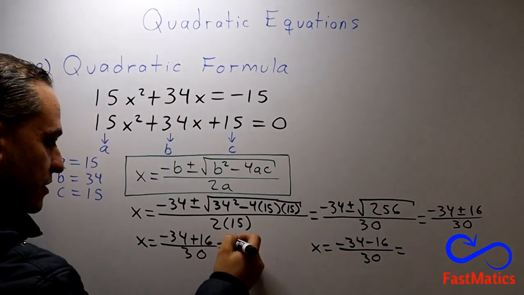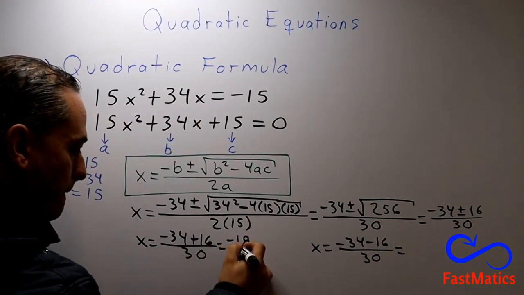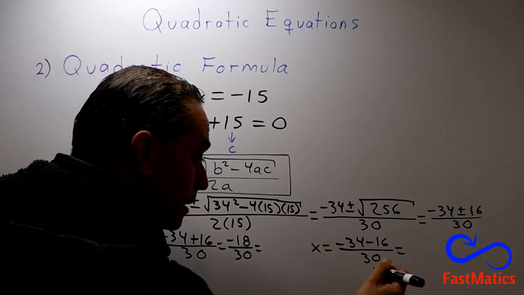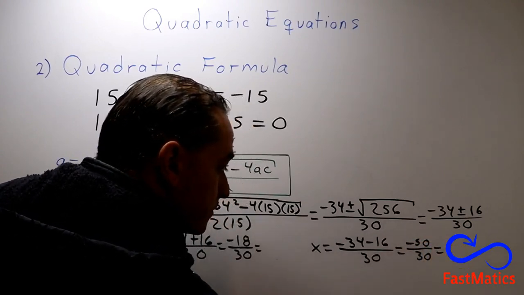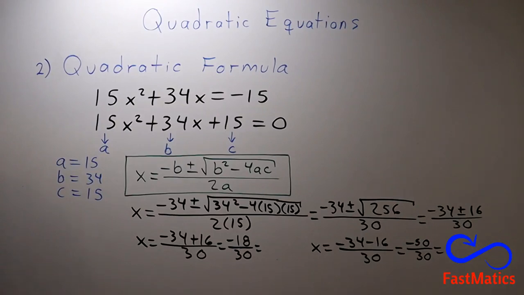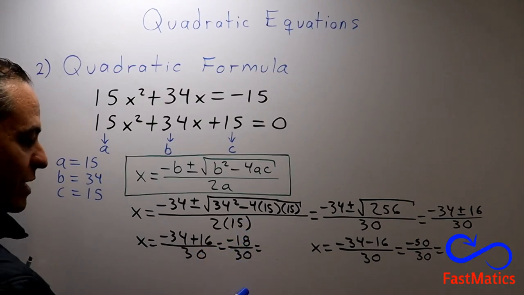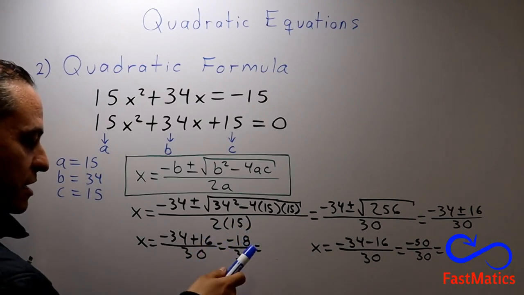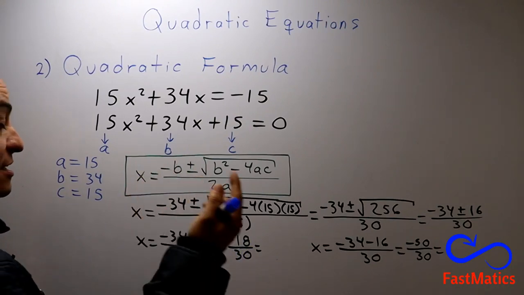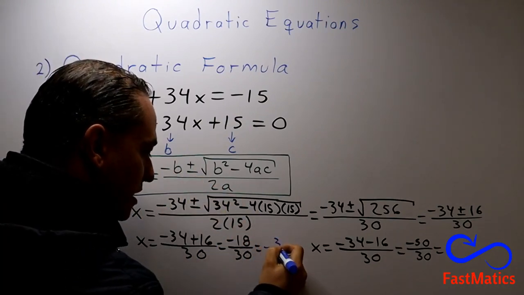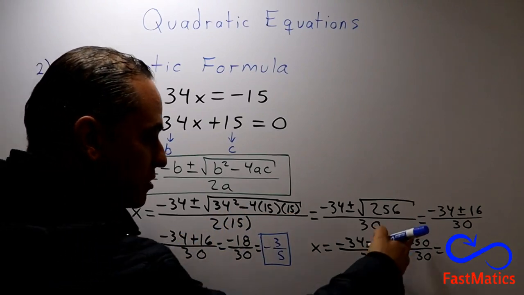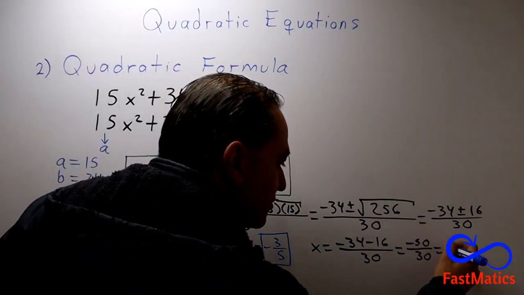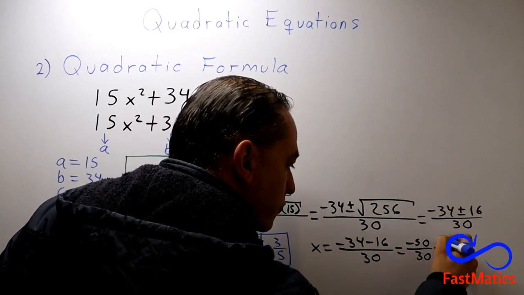And here I have negative 18 divided by 30, and negative 50 divided by 30. Finally, if we simplify this fraction, if we divide both numbers by 2, it is negative 9 divided by 15. And if we divide it by 3, it is negative 3 divided by 5. The other one, if we divide both numbers by 10, we have negative 5 divided by 3.